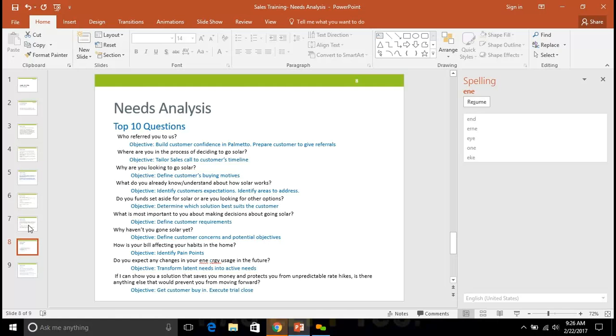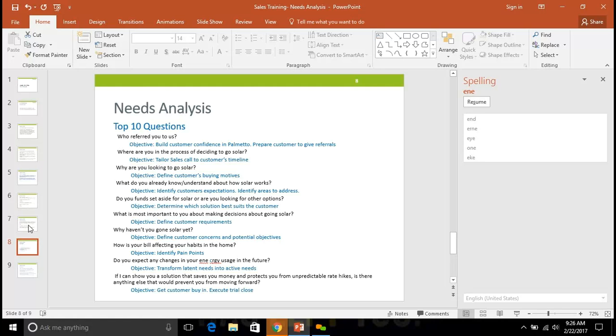Second question, where are you in the process of deciding to go solar? The objective of that is to tailor your sales call to the customer's timeline. And hopefully their timeline is not in a year. And then we need to obviously create some urgency there. But you also want to respect their timeline. And then obviously you've got to create maybe some more urgency there. Why are you looking to go solar? I think I typed that in wrong. I apologize. But that defines the customer's buying motives.